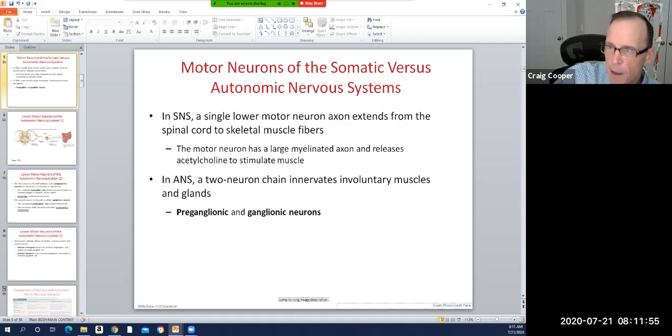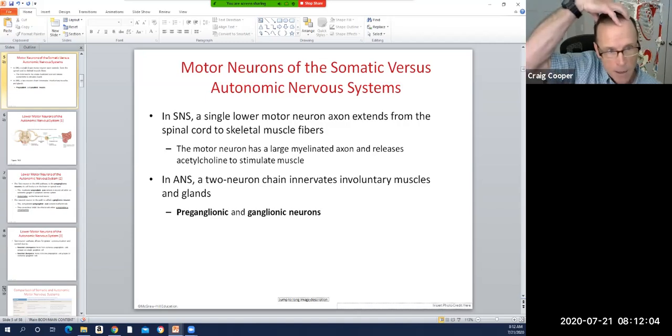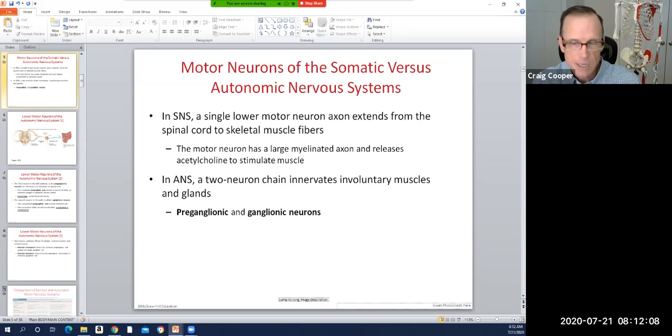Again, when we look at the somatic nervous system, we have our upper motor neuron, which is the one in the brain, and then the lower motor neuron, which is the one in the spinal cord. So we have these distinct terms that we use depending on which part of the nervous system we're in, either the somatic or the autonomic.